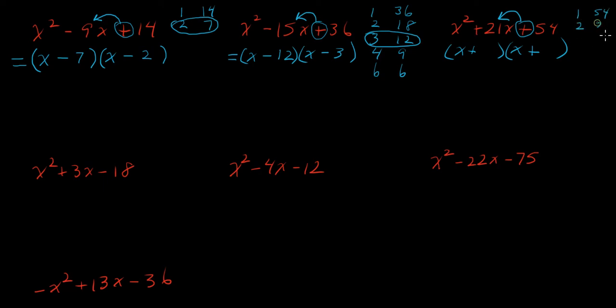2 works. 3 works. 4 doesn't work. 5 doesn't work. 6 works. Okay, the only two left would be 7 and 8, and neither one of those works. But do we already have something that adds up to 21? Well, here we go. Again, I'm completing the list unnecessarily. Write the bigger one first. Again, it wouldn't have made any difference here, but just always write the bigger one first. And we have factored this trinomial.